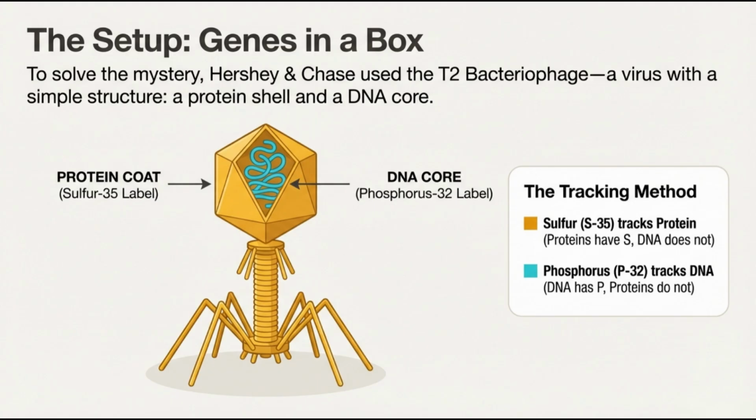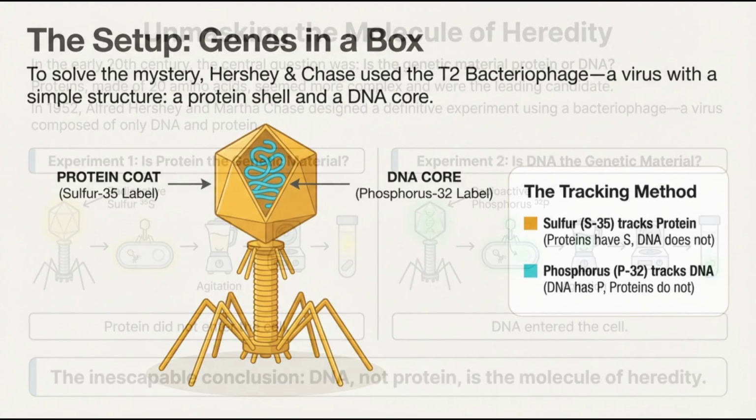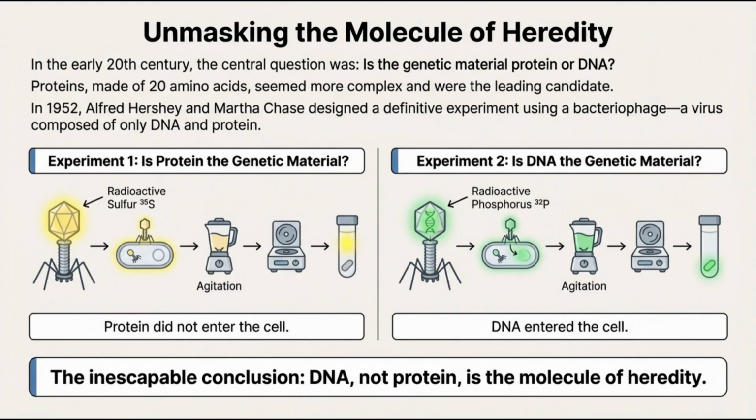So their elegant solution was to use radioactive tracers. Yep. They set up two batches. In batch 1, they used radioactive sulfur, which is only found in protein. And in batch 2, radioactive phosphorus, which, importantly, is only found in DNA. They let both sets of labeled viruses infect separate batches of bacteria, and then came the famous kitchen blender moment. They agitated the mixtures to basically shear off the parts of the virus that were still stuck to the outside of the bacteria. Like shaking off an empty coat.